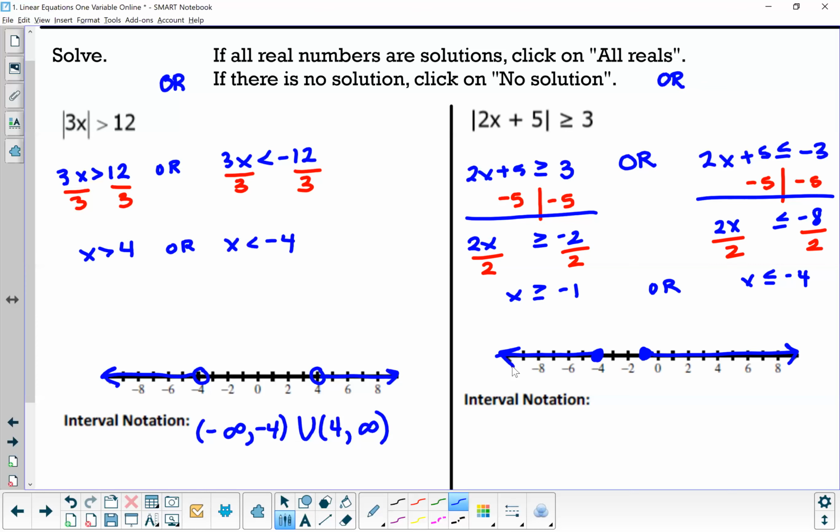And so our interval has two parts. We have parentheses, negative infinity, comma, -4, square bracket, because the circle is shaded in, saying equal to. Then union, square bracket, -1, comma, infinity, parentheses.